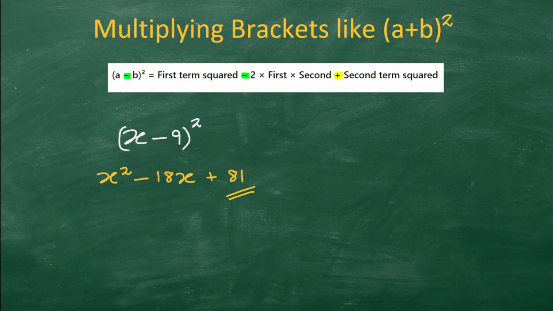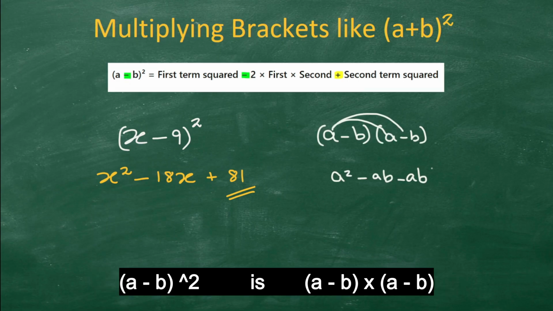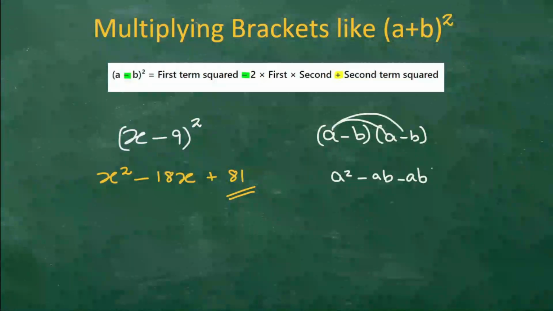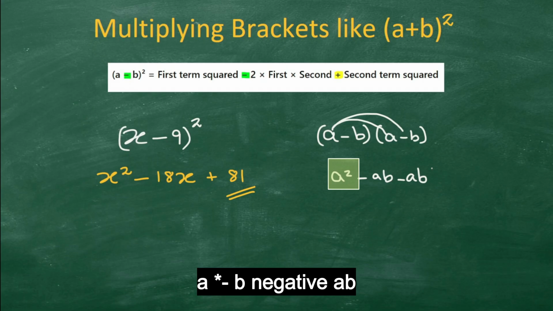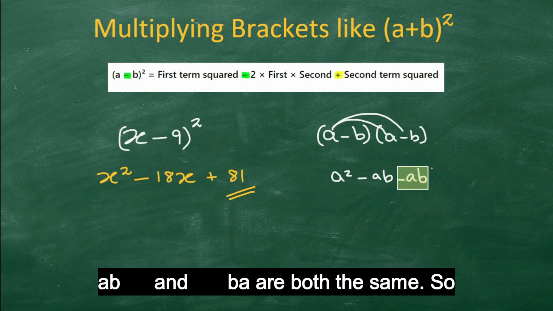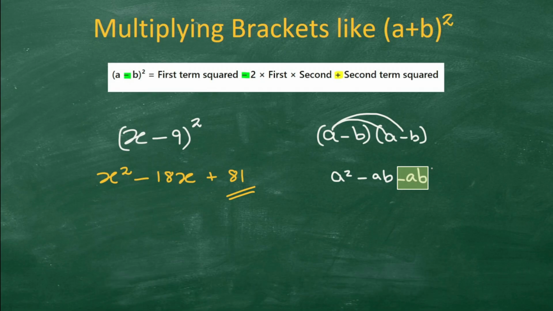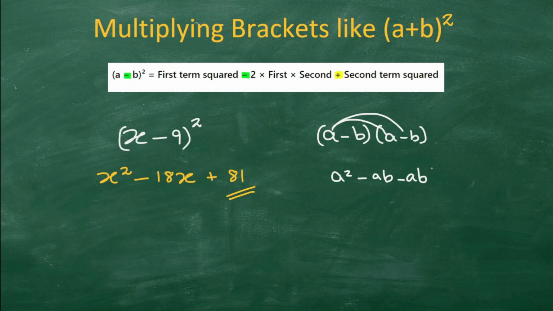Here's the explanation. Let's do the long way. (a - b) squared is (a - b) multiplied by (a - b). A times a, a squared. A times negative b, negative ab. Negative b times a, again negative ab. Ab and ba are both the same, so usually we write this in alphabetical order, a followed by b.